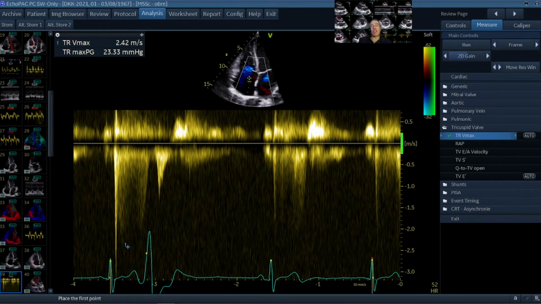And to this pressure difference, you would add the right atrial pressure, which is probably relatively low here. So add a few millimeters of mercury to 23. So roundabout we get 25 millimeters of mercury, and that would equal the maximum systolic pressure in the pulmonary artery. So we have a systolic pressure in the pulmonary artery below 30 millimeters of mercury, and this effectively rules out significant pulmonary hypertension.